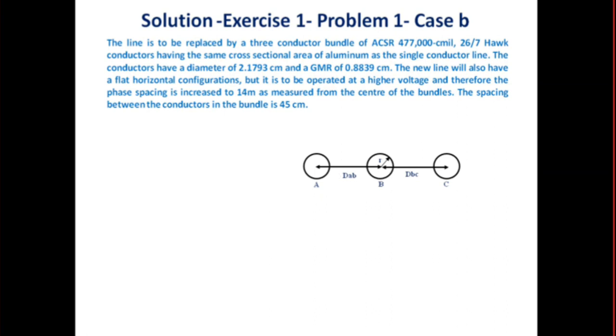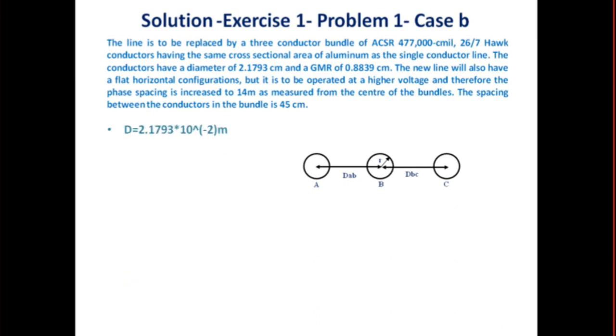Similarly, the spacing between the conductors is 45 centimeters. So here they told us that the conductor is a 3-conductor bundle, and the spacing between each conductor in the bundle is 45 centimeters. Now let us solve this problem. For this particular arrangement, we have to calculate the inductance as well as the capacitance.